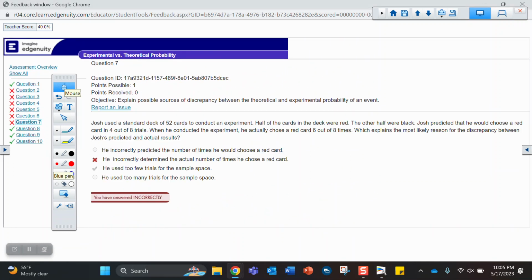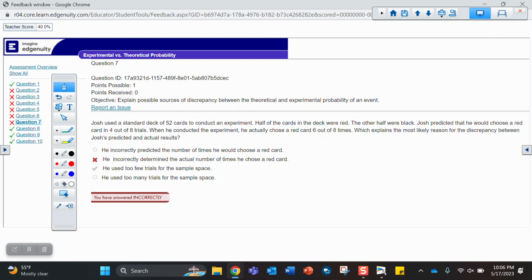Josh used a standard deck of 52 cards to conduct an experiment. Half of the cards in the deck were red, the other half were black. So it's 50-50. Josh predicted that he would choose a red card in 4 out of 8 trials. That's also 50-50. When he conducted the experiment, he actually chose a red card 6 out of 8 times, which explains the most likely reason.